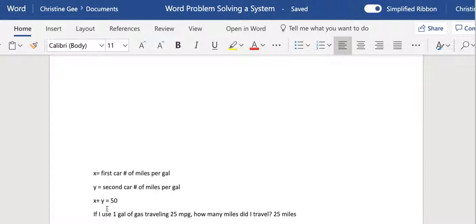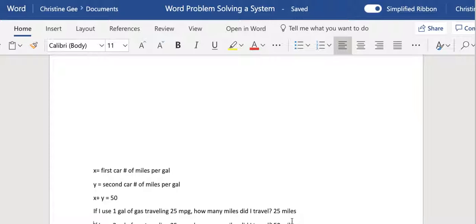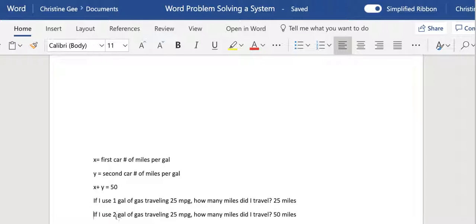So let's think of it this way. If I use 1 gallon of gas traveling 25 miles per gallon, how many miles did I travel? Well, that's kind of easy for us. That would just be 25 miles that we've traveled. Now, same thing, if I use 2 gallons of gas traveling 25 miles per gallon, well, we just take 2 and multiply it by 25 miles per gallon, and we get 50.